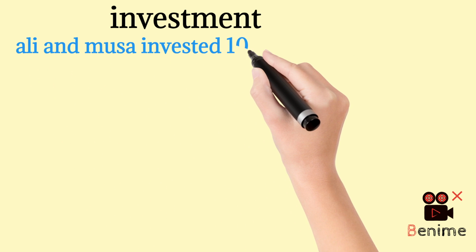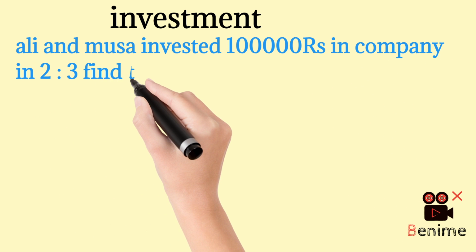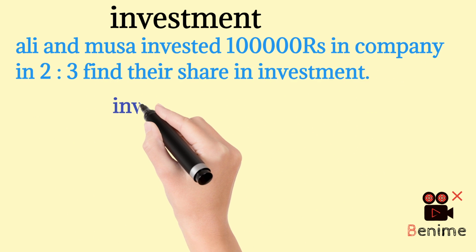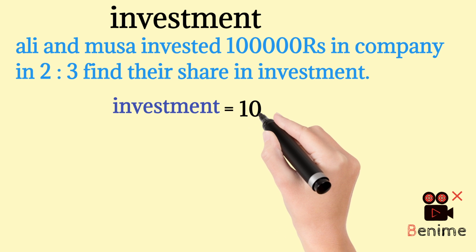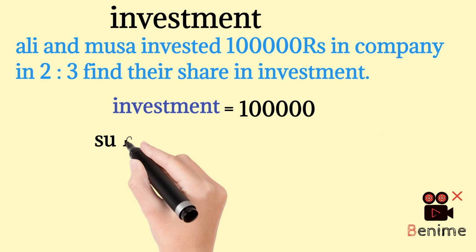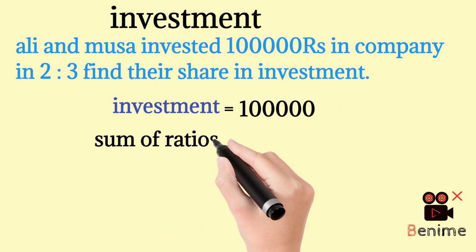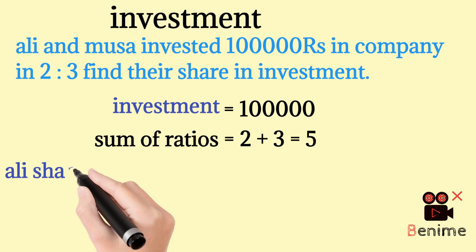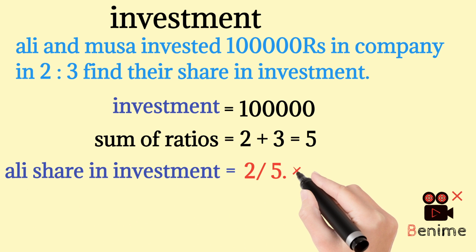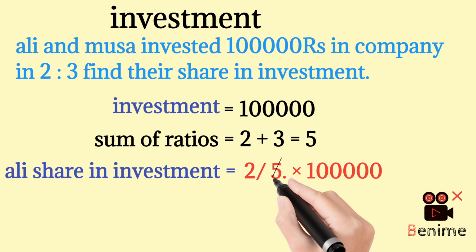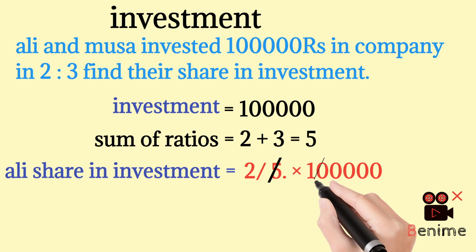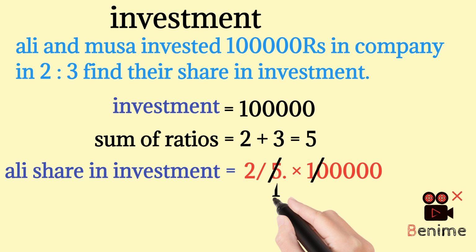In another example, we find the amount of Ali and Musa in a 100,000 investment in a company with a share ratio of 2:3. We will stick with the basics of finding ratio and again first find the sum of ratios, and then by dividing Ali and Musa's share by the total ratio and multiplying with the investment we get both Ali and Musa's share amounts.